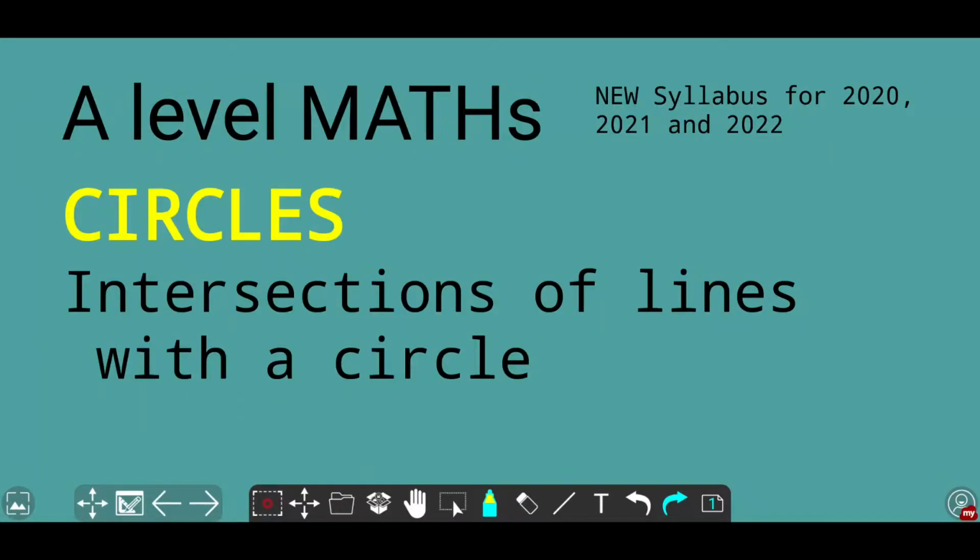Hello everyone, we continue doing maths with the circles, and the next step is to consider intersections of lines with circles. What I mean by intersection of lines with circles: the line is a straight line, and that's one object here, and the circle is another one. So we're looking for common points where lines meet a circle. That's the standard question in A-Level Period 1 and this new syllabus for 2020, 21 and 22.